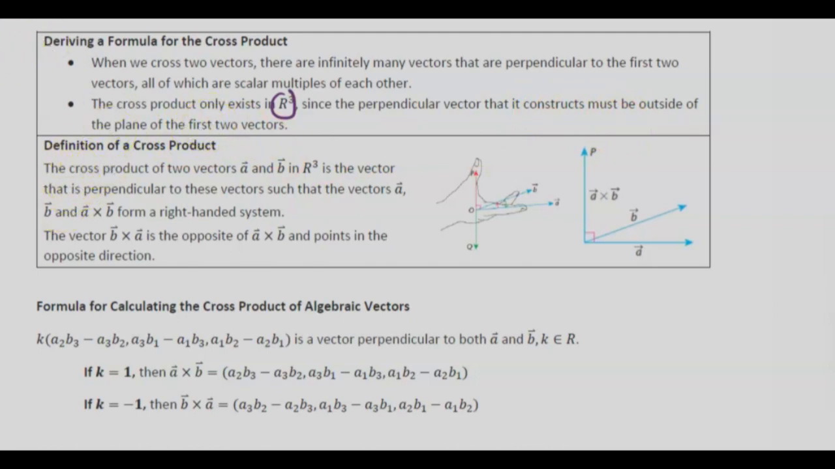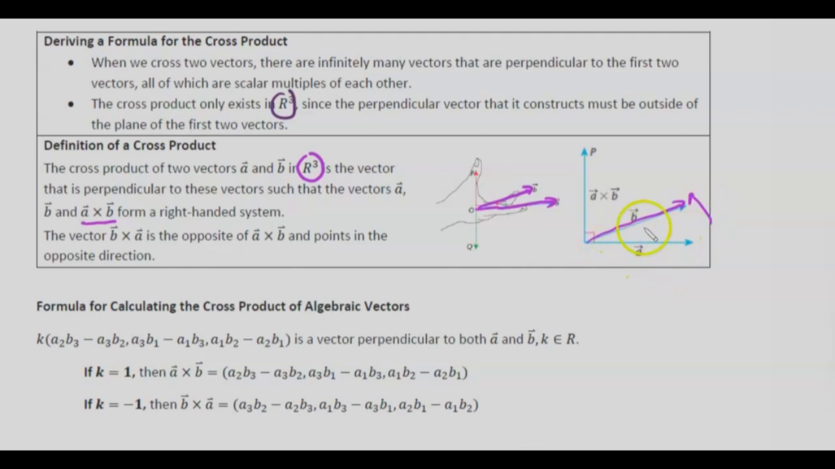So here's the definition of the cross product. The cross product of two vectors, say vector A and vector B, and of course it only exists in R cubed, is the vector that's perpendicular to these two vectors such that vector A, vector B, and A cross B form a right-handed system. What that means is that if you hold up your right hand and separate your index finger and your middle finger, these two are going to create two vectors. This here on this diagram is in the background.